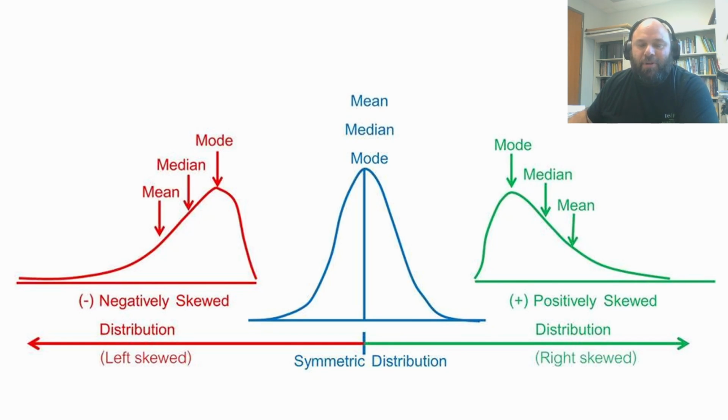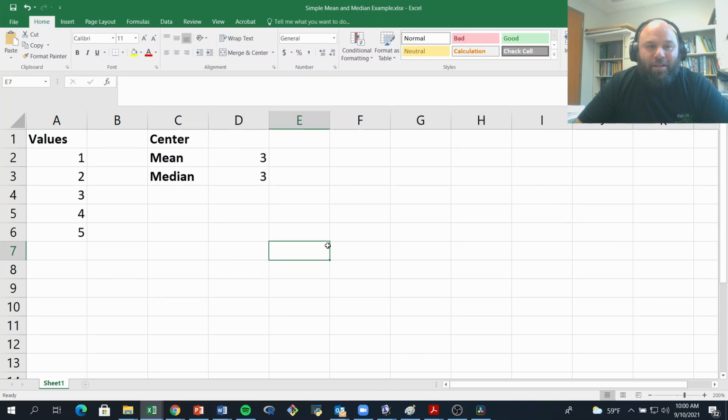Let's take a look at a brief little simulation in Excel to see what that looks like. In this example, I've just got 5 observations, 5 numbers, and let's not worry about what they represent. Our goal is to see how changing some of those numbers affects the median and the mean. Right now the numbers are just 1, 2, 3, 4, 5. They're evenly spaced from each other, and you can see that the mean and the median are both 3. This is a symmetric distribution.